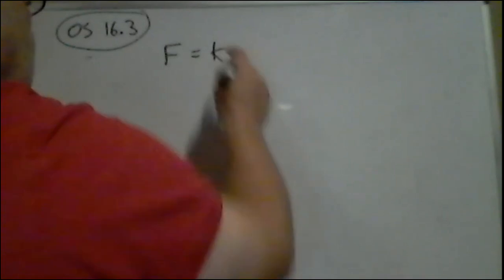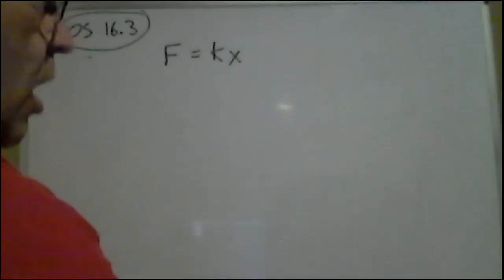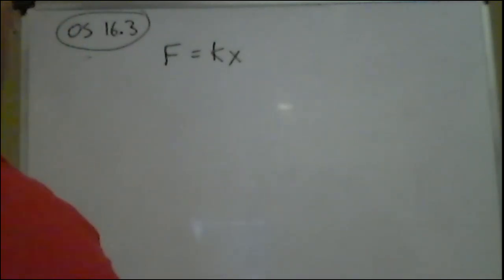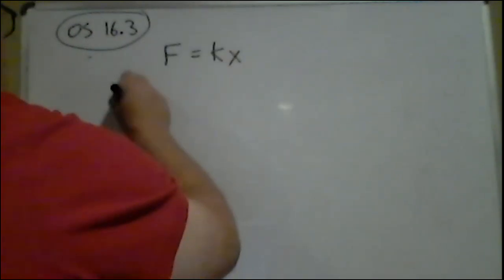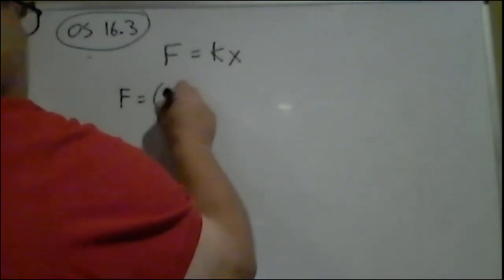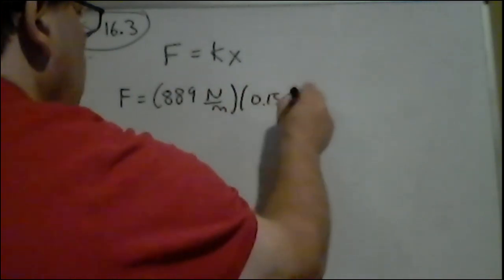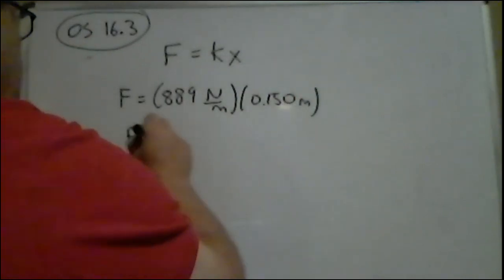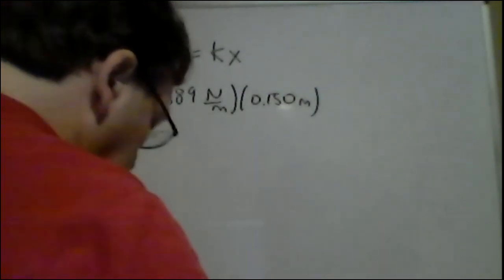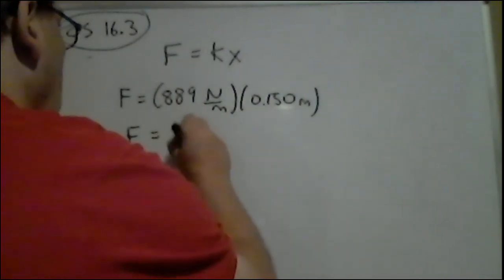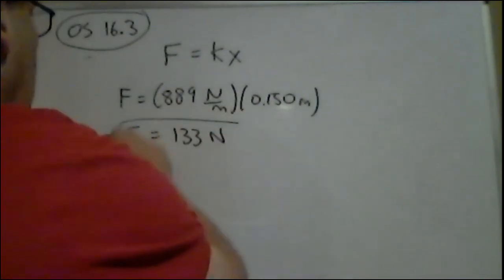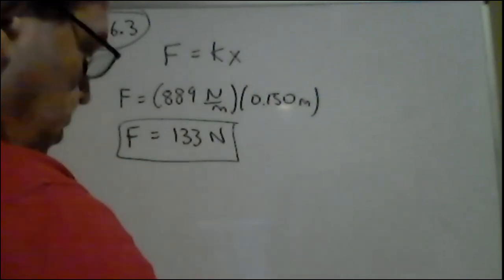F equals kx, right? If I compress by an amount x, the force that I had to apply to basically counter Hooke's law is going to be kx. I know k now. So for full compression, 889 newtons per meter times 0.150 meters, the first compression. That force required for me to do that will be 133 newtons, and a pretty good force. A lot of energy sort of in that BB gun.